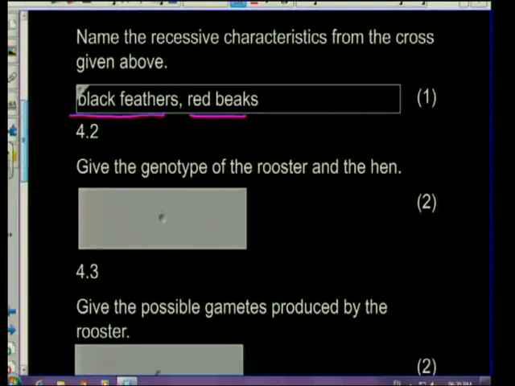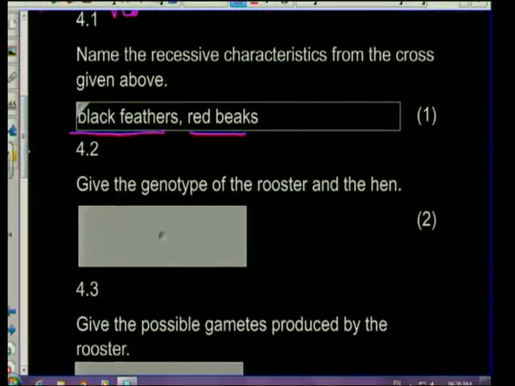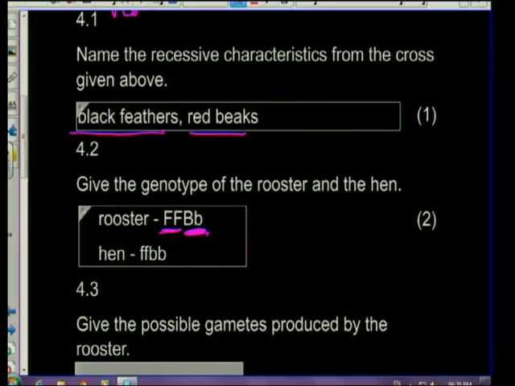Give the genotypes of the rooster and the hen, the ones that were mated. The genotype is obvious. The rooster had to be homozygous for the feather color and heterozygous for the beak color. Because if the beak color was homozygous, there's no chance in the offspring to have both red and yellow. But we're finding red and yellow beaks in the offspring, so this parent had to be heterozygous for it.